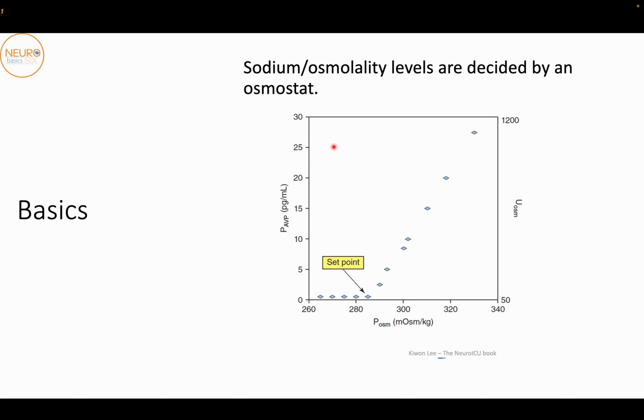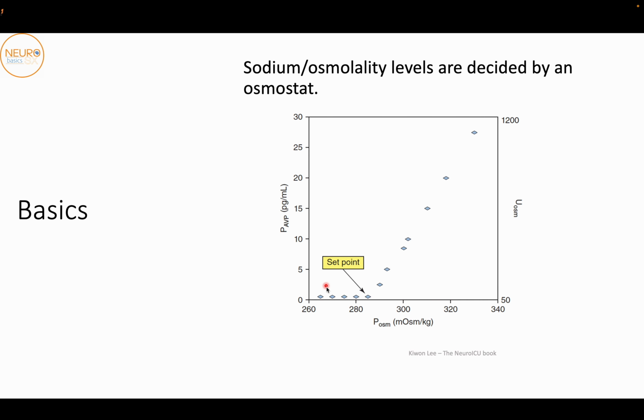Now, the sodium levels in the body are maintained in a very narrow range, and that is controlled by an osmostat. So rather than the serum sodium, it's actually the serum osmolarity which is controlled by the osmostat. And since sodium is the most important osmole in the body, indirectly it is controlled by the osmostat. Now the set point for the osmostat is around 280 of serum osmolarity, and it tries to regulate it within a range of about 280 to 285. Anytime the serum osmolarity goes higher or lower, the osmostat is activated and brings it back to that level.